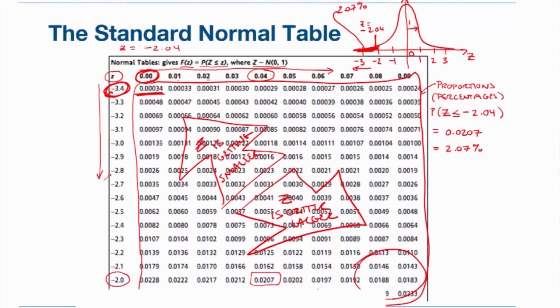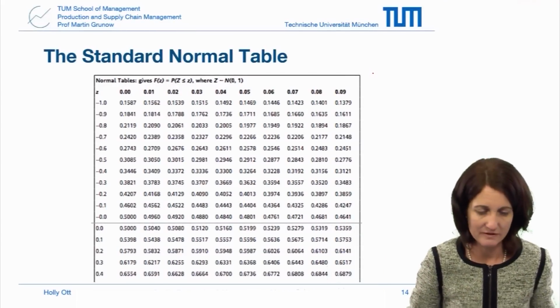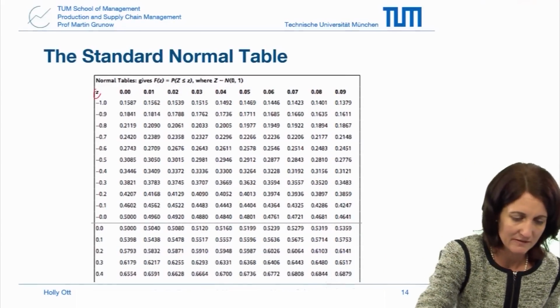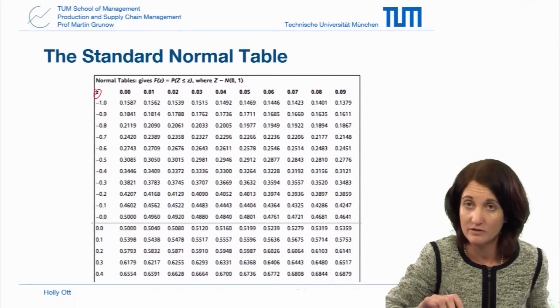So that's clear for everybody. Let's look at some more examples to give us a better idea. Here we have a slightly different part of the table. Here we see our Z value. And let's look at when Z equals 0.00.